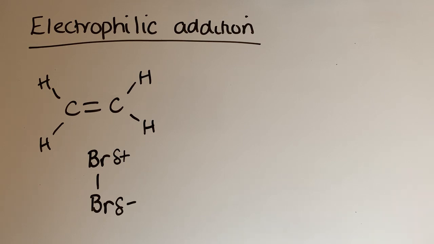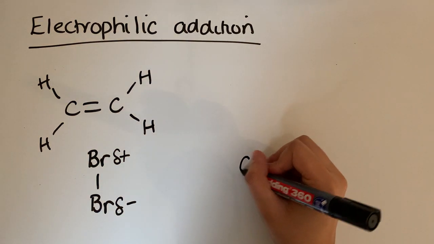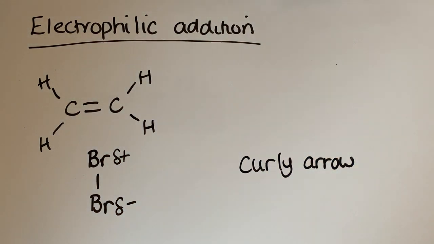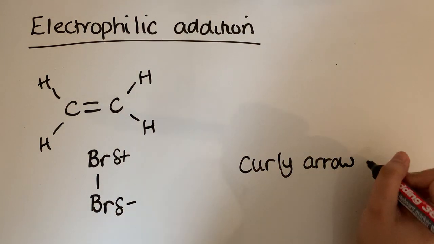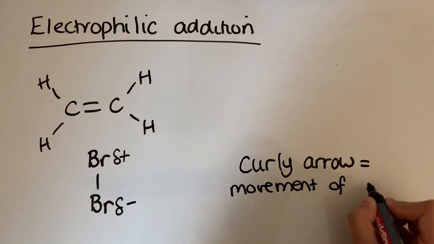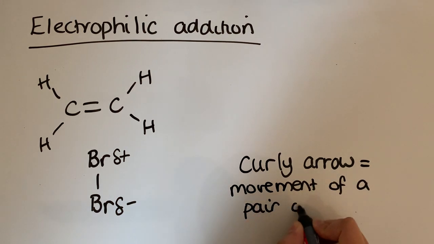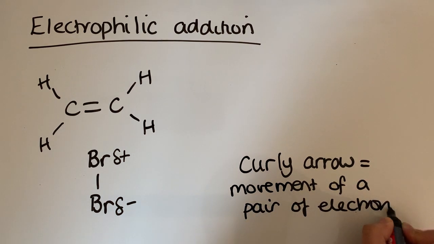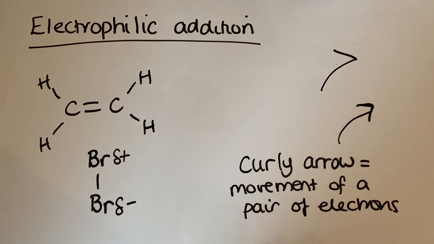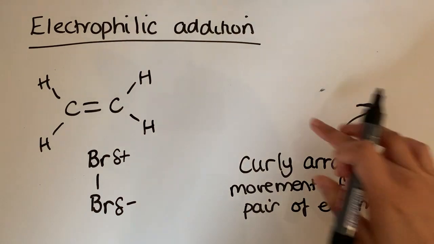So the next thing I need to cover is what we call a curly arrow. Curly arrows are something used in organic chemistry that show the movement of a pair of electrons. Literally it's just an arrow like that. Just make sure it's got 2 lines here. Don't draw it like that because that means something else. It must be a double-headed arrow over here.